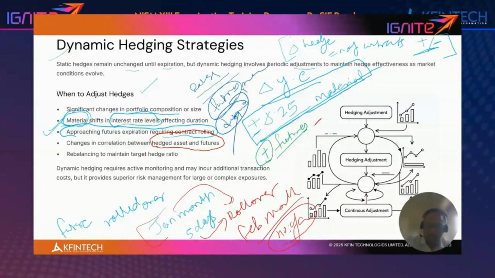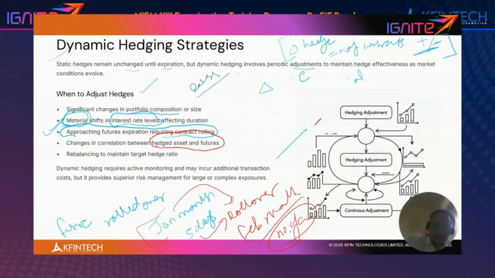That means the correlation has changed. Your original assumption has changed. If your original assumption about the market has changed, will your hedge still hold? No, because you had assumed something about the market and created that number of contracts. But now the market dynamic itself has changed, so you need to do the rebalancing.